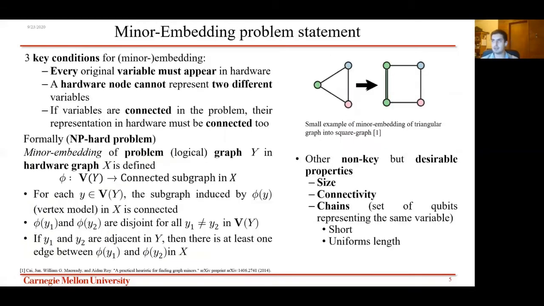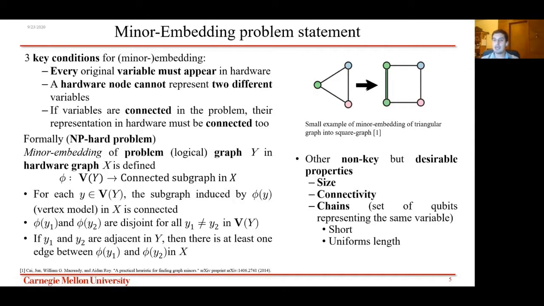So what is this minor embedding? There are basically 3 conditions. Every original variable from your problem graph needs to appear in the hardware graph. Each node in the hardware graph, or qubit, can only represent 1 variable of your original problem. And if there is an edge in your original problem, it has to show up in the representation in the hardware. An example is embedding this triangle into a square, where you can see that in order to model this triangle inside of this square chip, you would need to duplicate, basically create this logical variable into 2 qubits. So this is exactly what we're looking for.